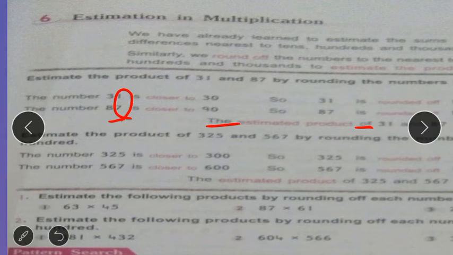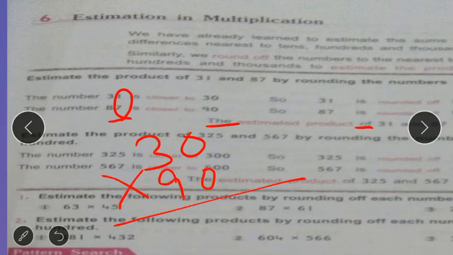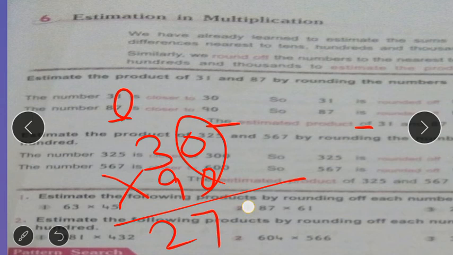Now you have to find the product. You have got two numbers, 30 and 90. Product means you have to multiply. Here 9 3s are 27. As there are 2 zeros, you have to add 2 zeros. The product is 2700. Right?